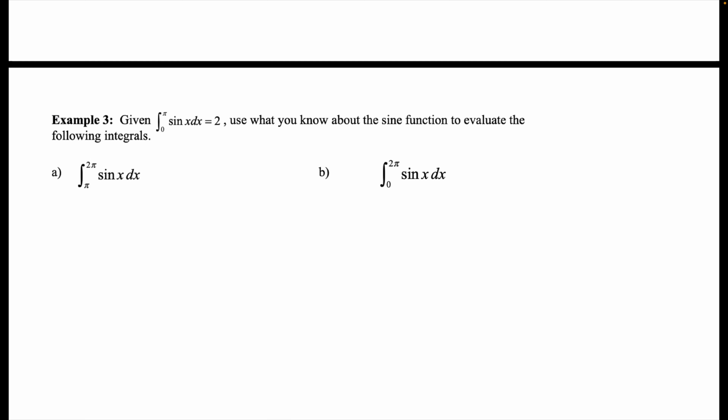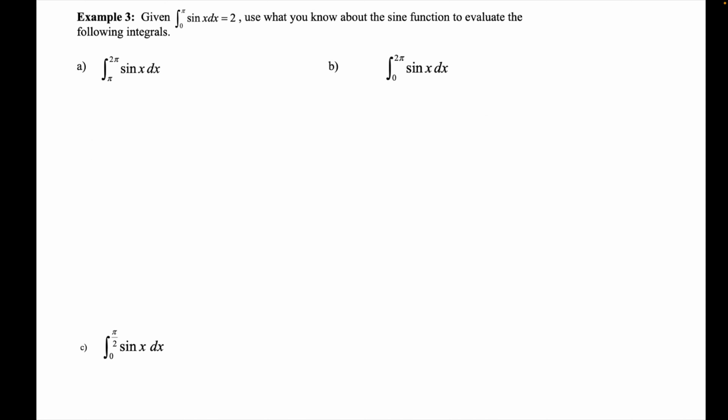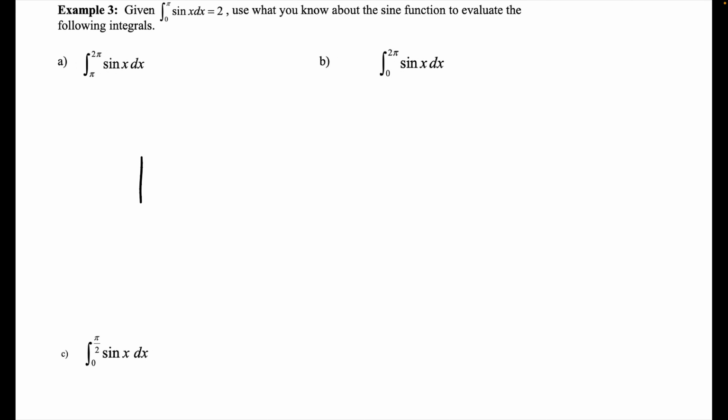Okay, so first thing I'm going to do is draw a picture. I'm going to draw a picture of one cycle of the sine curve. What do I mean by one cycle? From 0 to 2 pi. So one cycle means once around. So from 0 to 2 pi.